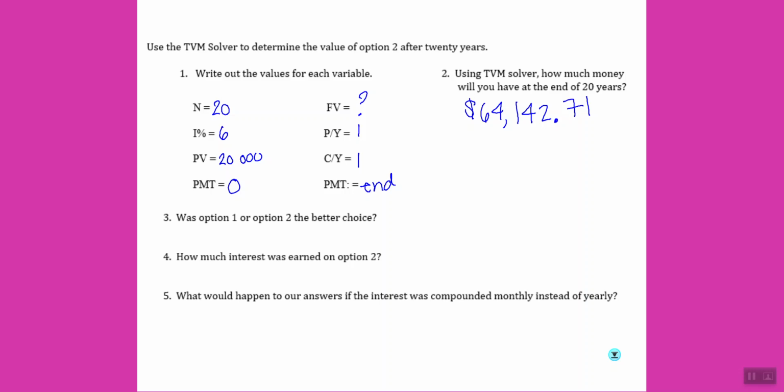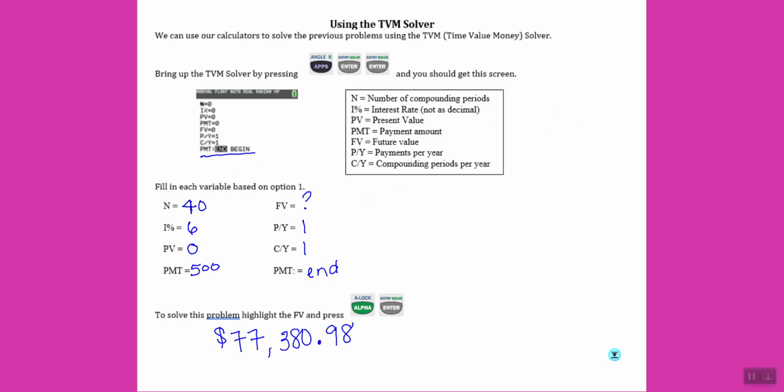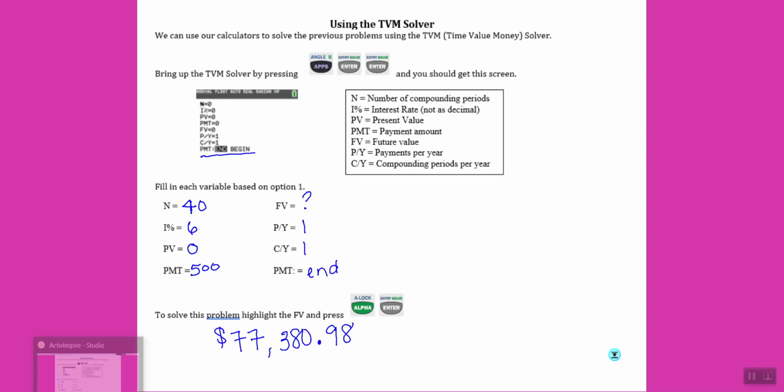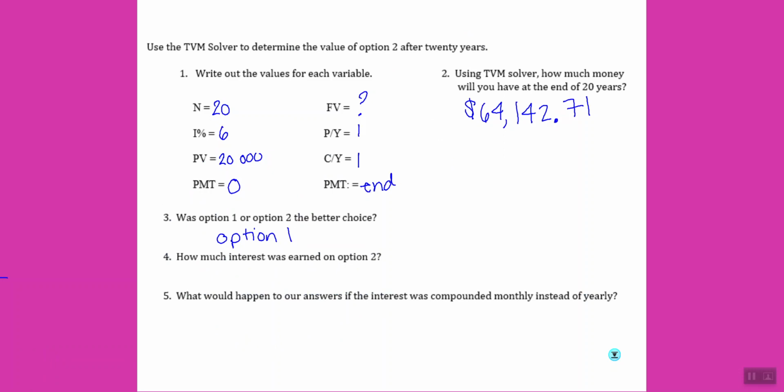So which one was the better option? Option 1 gave us more money by $13,000. That's a big difference. I would much rather have the account that has $13,000 more dollars in it. We also, in option 2, would have had to save $1,000 every year, whereas in the first one, we were only putting in $500 each year. So we actually put less money in and got more money out, at least per year.